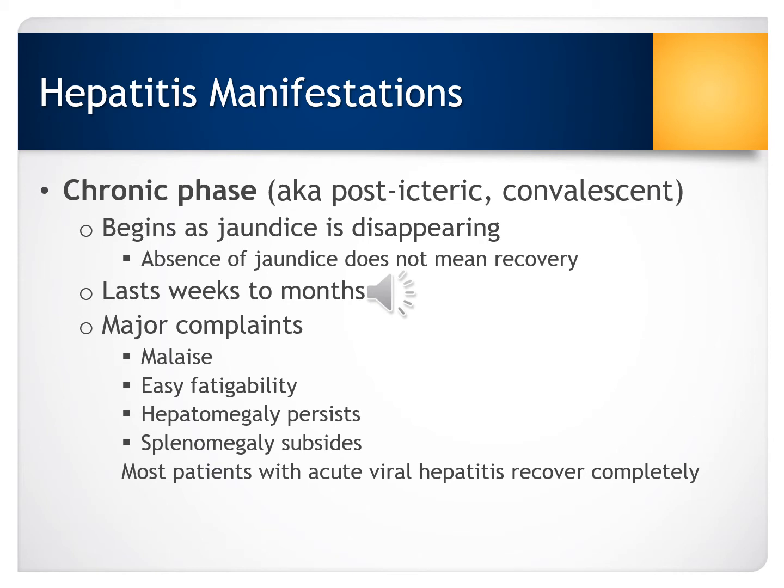The chronic phase, also called the convalescent phase or the post-icteric phase, begins as jaundice fades. It lasts for several weeks to months, with an average being 2 to 4 months. During this period, the patient's major complaint is malaise and fatigue. Hepatomegaly remains for several weeks, but splenomegaly typically subsides during this period.